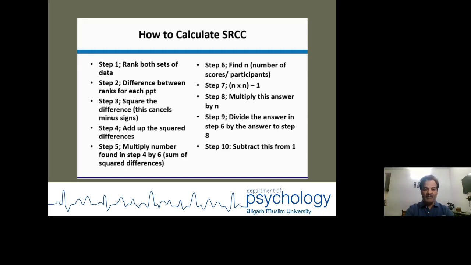Step 2, try to calculate the difference between ranks for each point. Step 3, square the difference. This will cancel out the minus sign. Step 4, sum up the squared differences. Step 5, multiply number found in step 4 by 6.